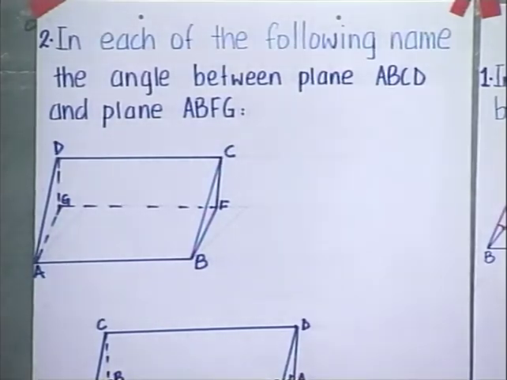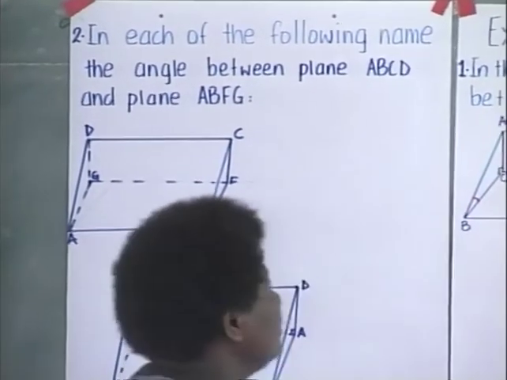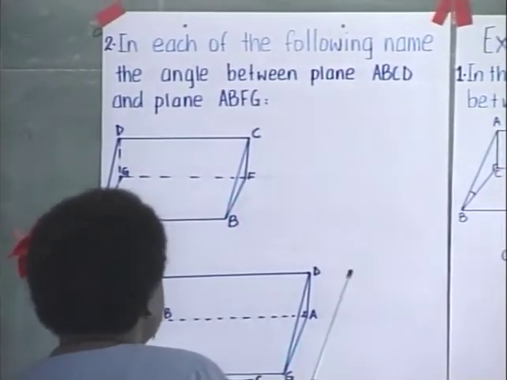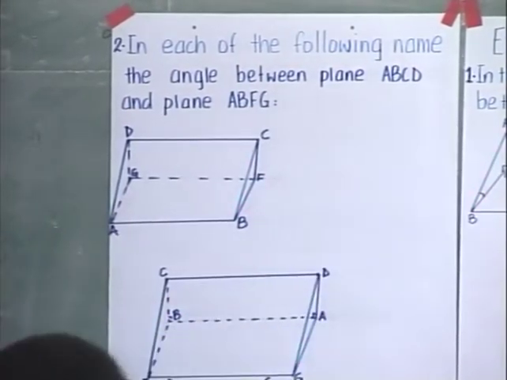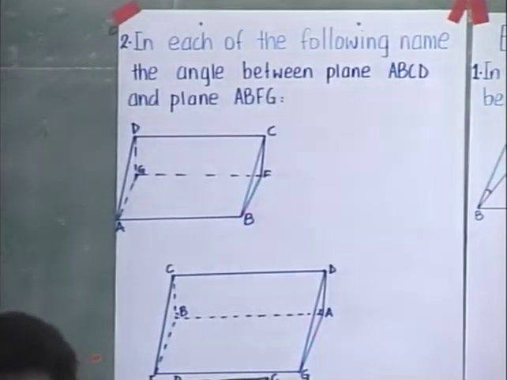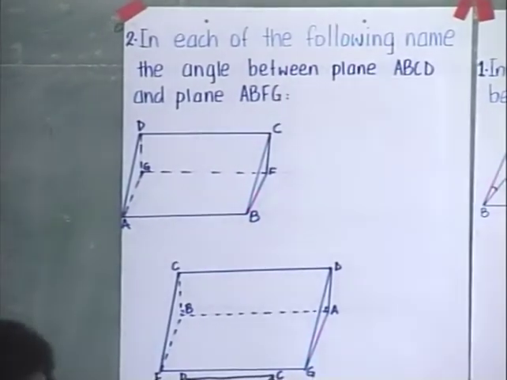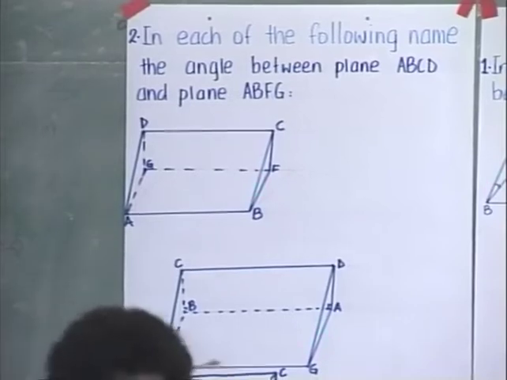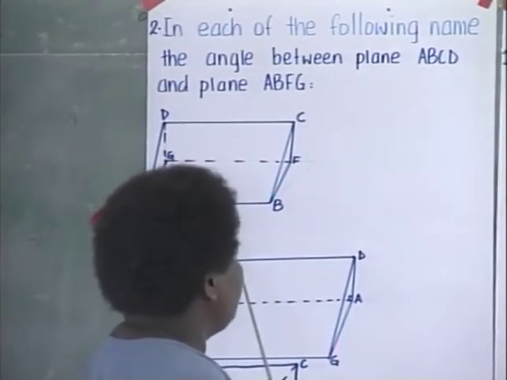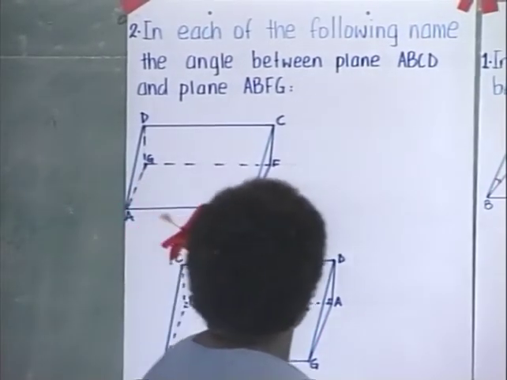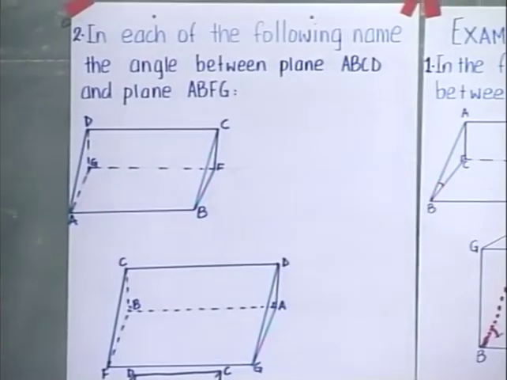Okay, this time we are asked for the angle between two planes. All right, in each of the following, name the angle between plane ABCD and plane ABFG. Okay, we need to identify the common line first. So, Daniel, can you tell us what the common line is for the first diagram?